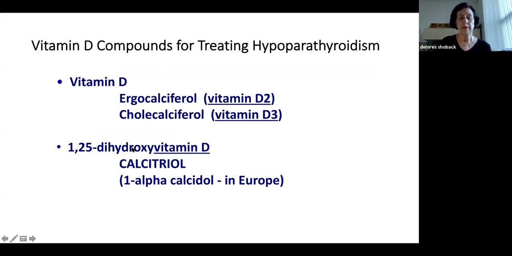Okay, and then there's 1,25 dihydroxy vitamin D, or calcitriol. We've already talked about that one a little bit. We use that in hypopara a lot in the United States. In Europe, they use 1-alpha calcidol. Okay, it's just a different form of active vitamin D, and our bodies activate it, and so it's essentially interchangeable except for different dosing with 1,25.